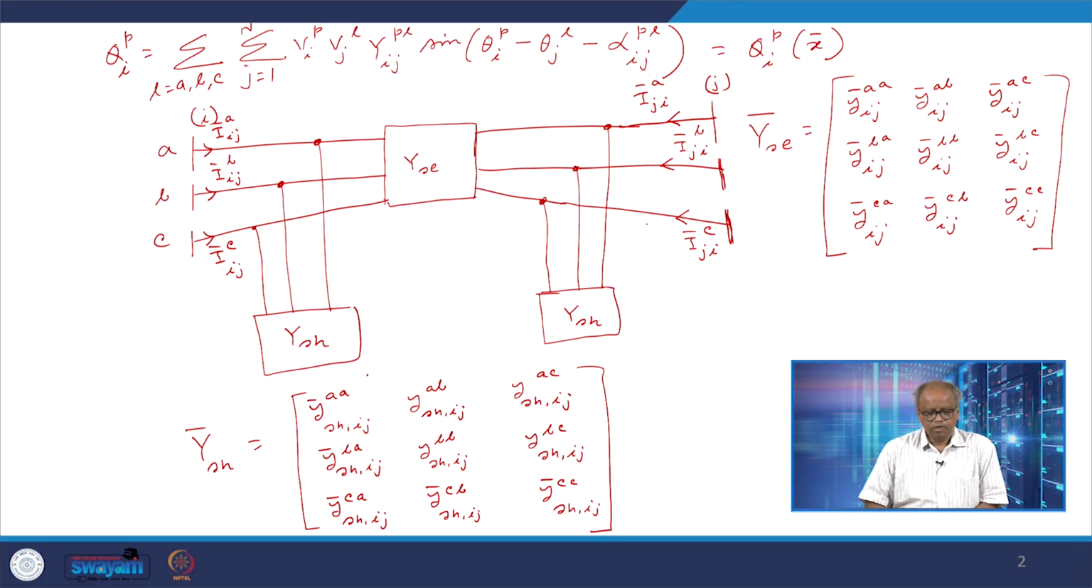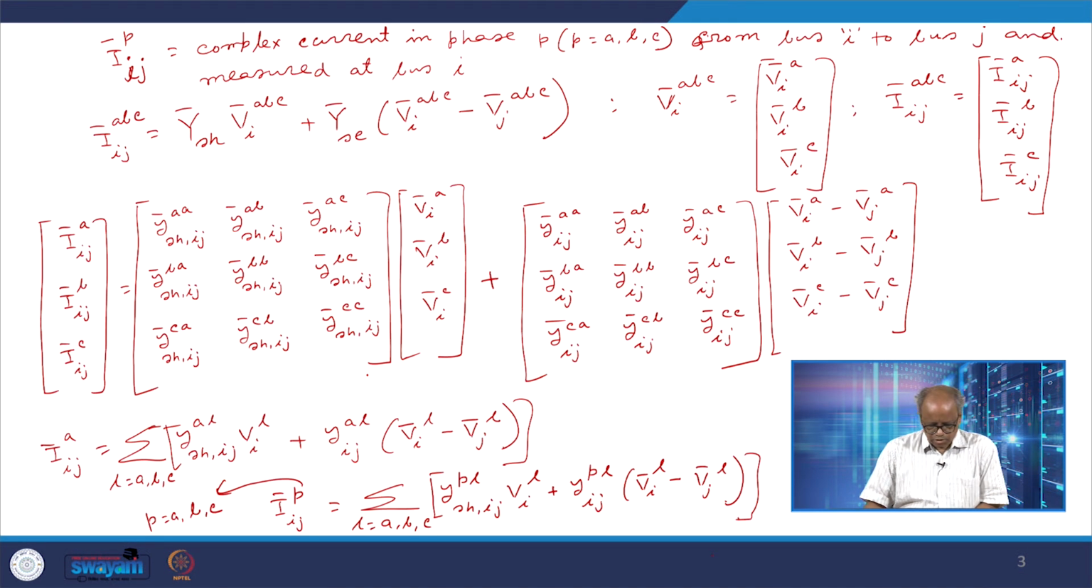PIJP is nothing but the real power flow over the line between bus I and J in phase P, etc., where P is equal to A, B, C, that is phase A, phase B, phase C. With that we have already written down the expressions of PIP and QIP in the earlier lectures, and then we started with the derivation of the expressions of IIJP, and we have got these expressions of IIJP.